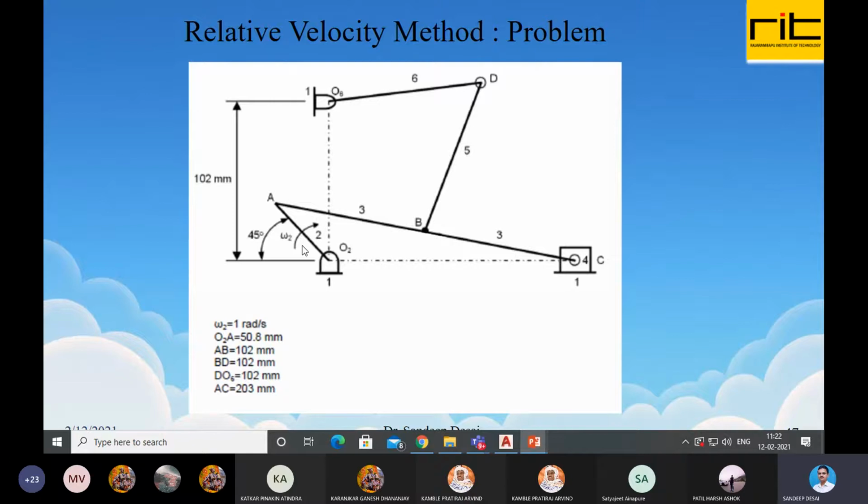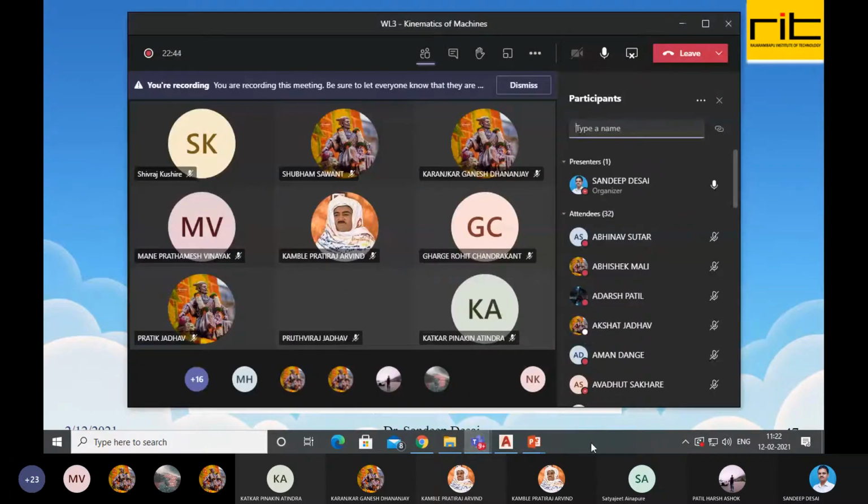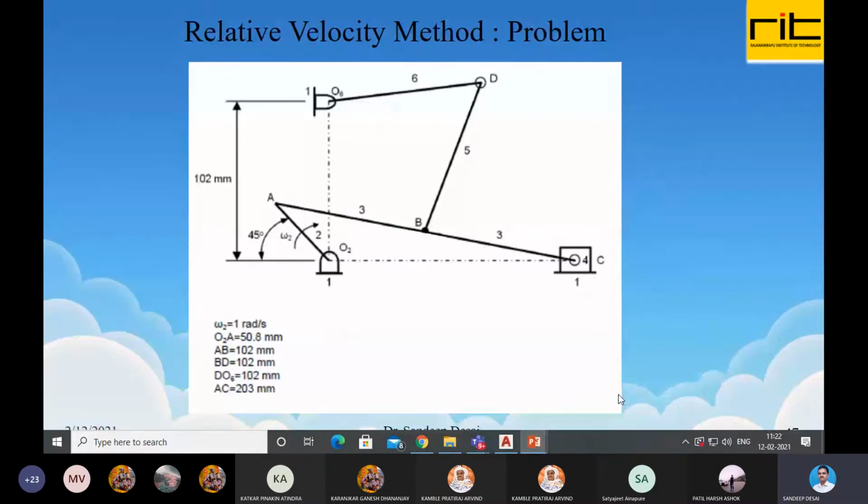So in this mechanism, how many links are there? Driving link 1, this link AC 2, slider 3, BD 4, and O1D 5. There are 5 links. The fixed link should not be counted because for that link we don't have to calculate velocity, because there will not be any velocity. So there are these many links.